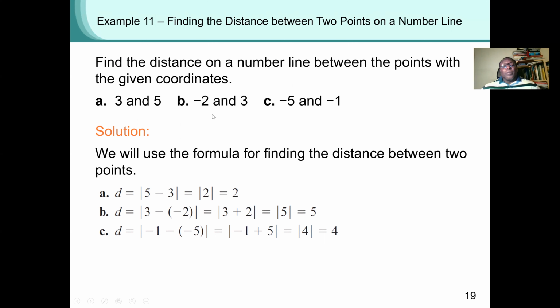3 minus 2 will give me 5. Then minus 5 will give me 4.